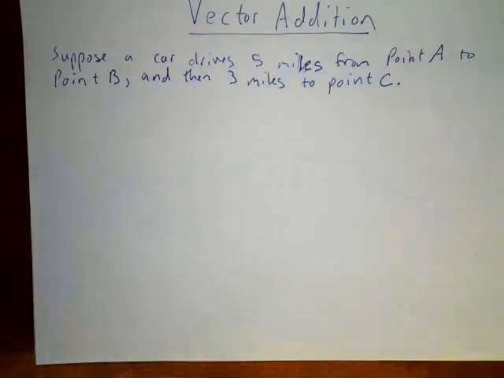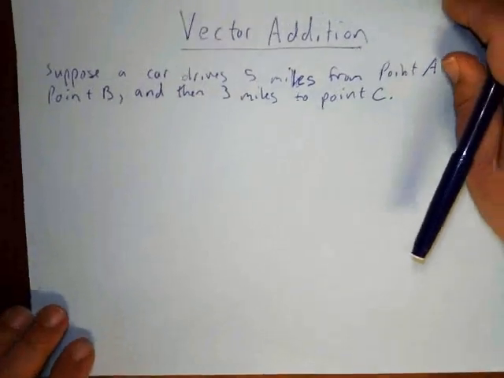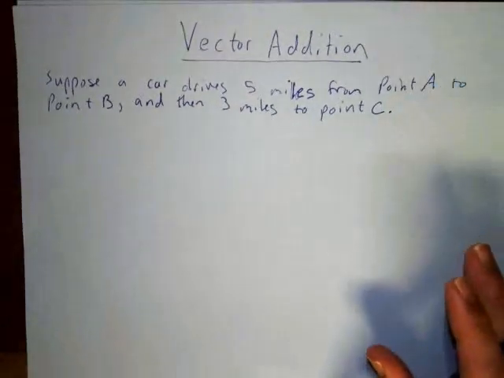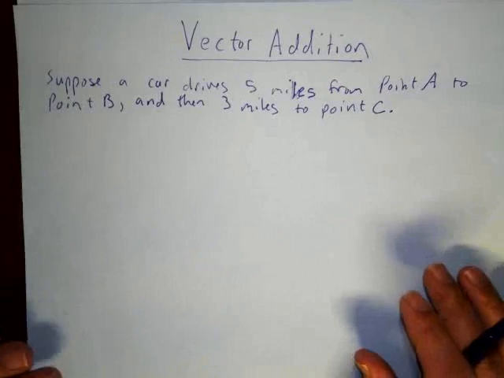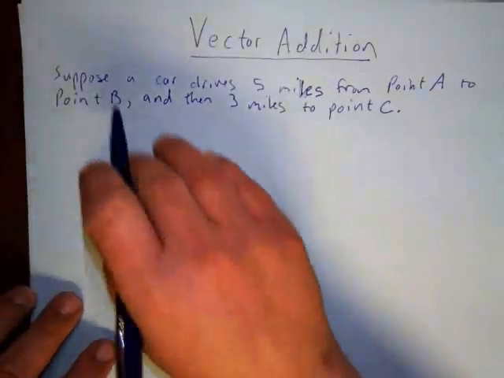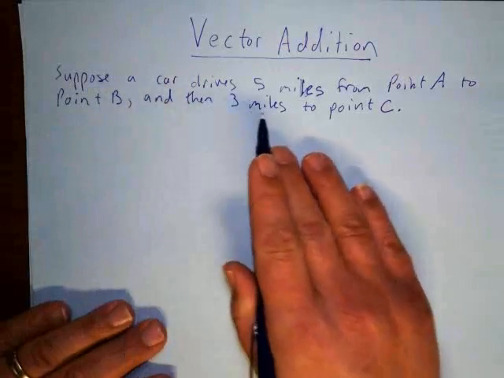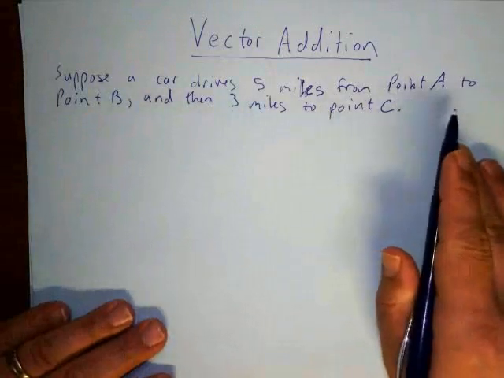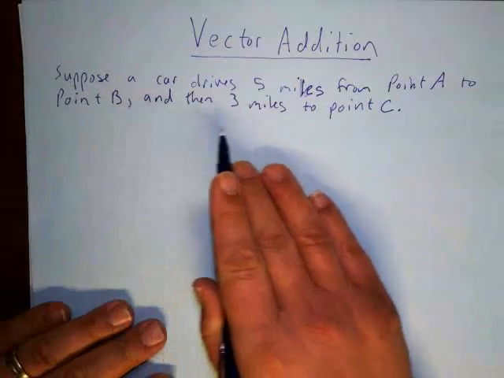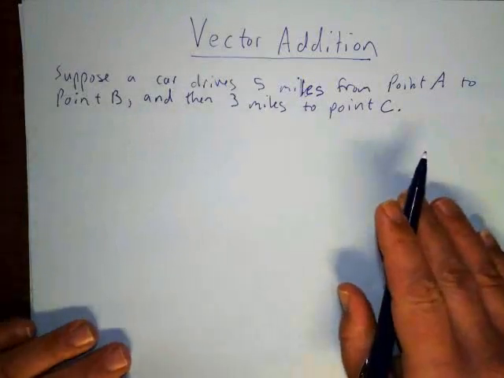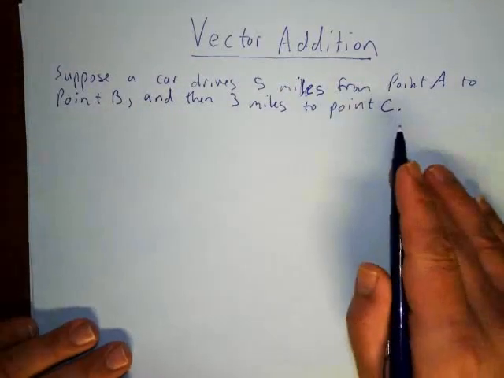Okay, we are now going to talk about vector addition, about adding vectors. In this example, we're going to suppose that a car is driving 5 miles from point A to point B, and then it drives 3 miles to point C.